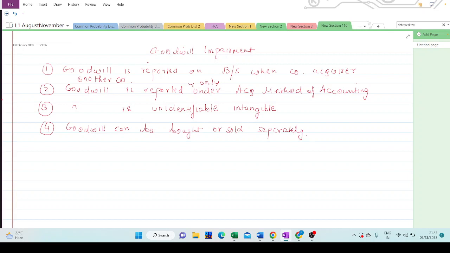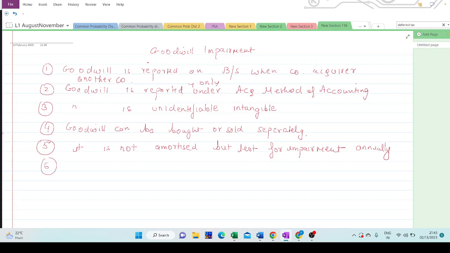And since goodwill is unidentifiable, it's not amortized but is tested for impairment. Okay. Annually. It's tested for impairment annually. Now, if impaired, goodwill is reduced in the balance sheet and a loss is recognized in the income statement. Impairment loss is recognized in the income statement if goodwill is impaired.